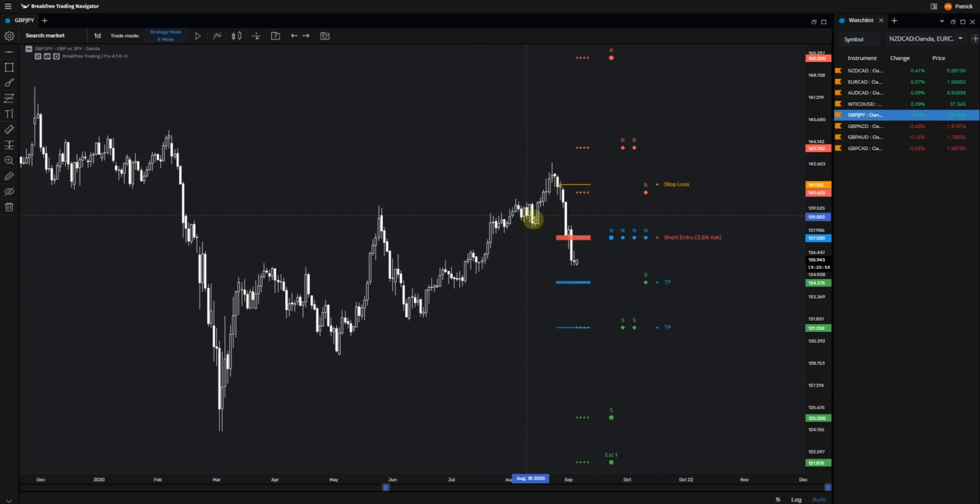So GBPJPY is a new trade. We were buying this before, but now we've actually switched to a short entry. So this is a trade you can set up. It's fresh. It hasn't been triggered yet. This is a good trade to set up.